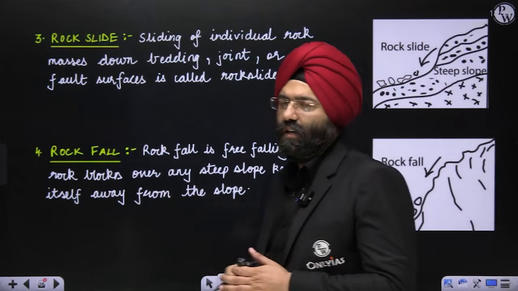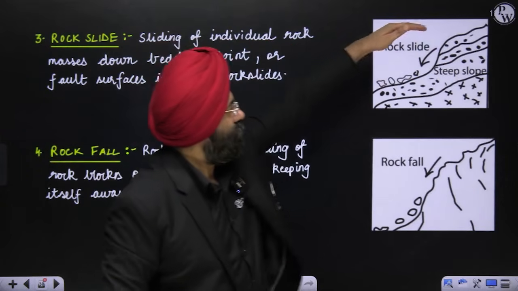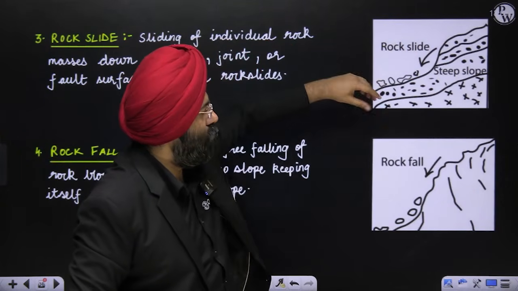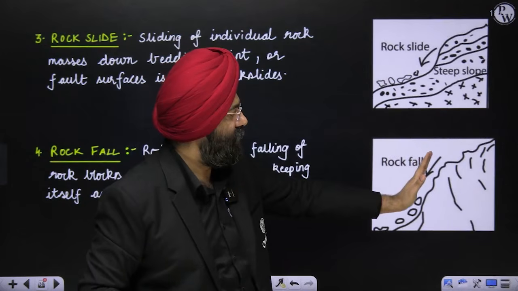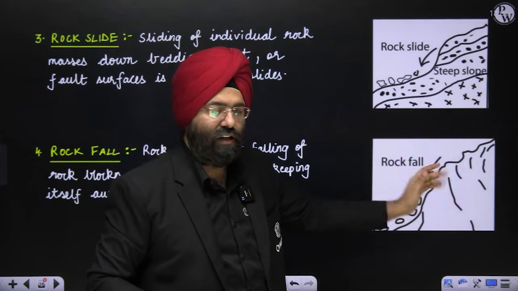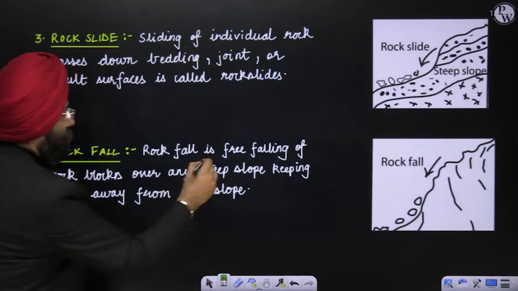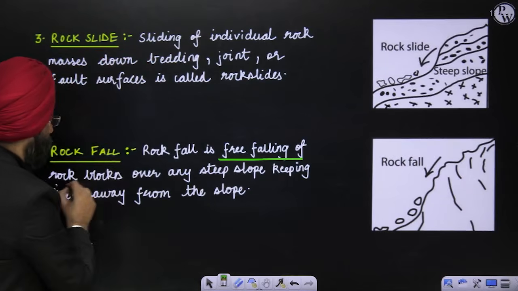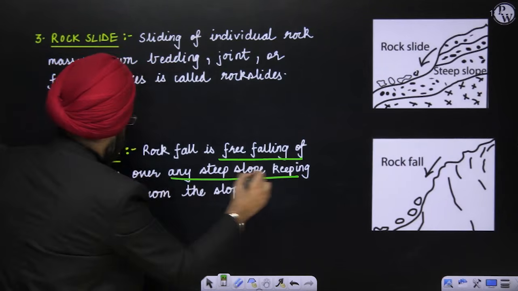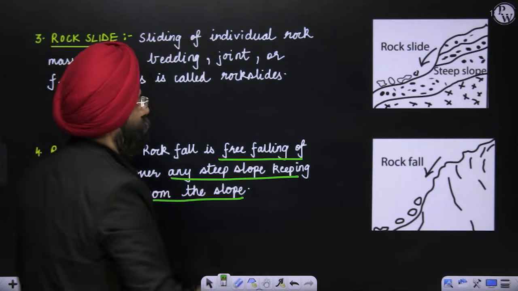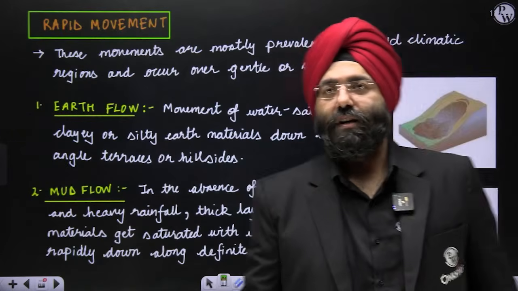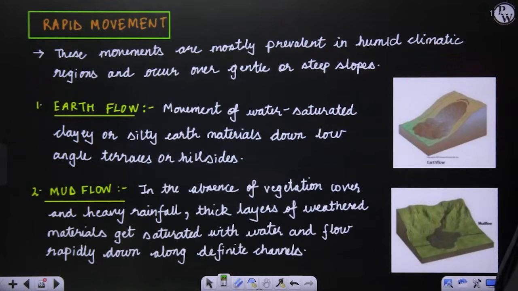So obviously, sliding is again moving down the slope. Over here it is falling because of possibly the inclination that is there. And obviously, please remember, it is a free fall, free falling of the rock blocks over any steep slope, keeping itself away from the slope. Right? Let's move ahead. Rapid movement, earth flow.